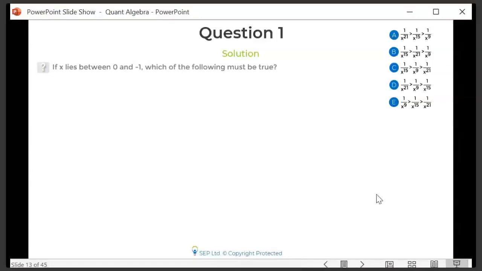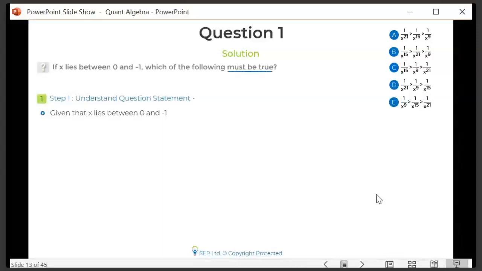Okay, Mahiti, you're kind of correct. You can take a sample to solve this question. So let me very quickly discuss what's the best way to go about it. Now, see, in this question, it's given that x lies between 0 and -1, and we need to find out which of the following options is always true.